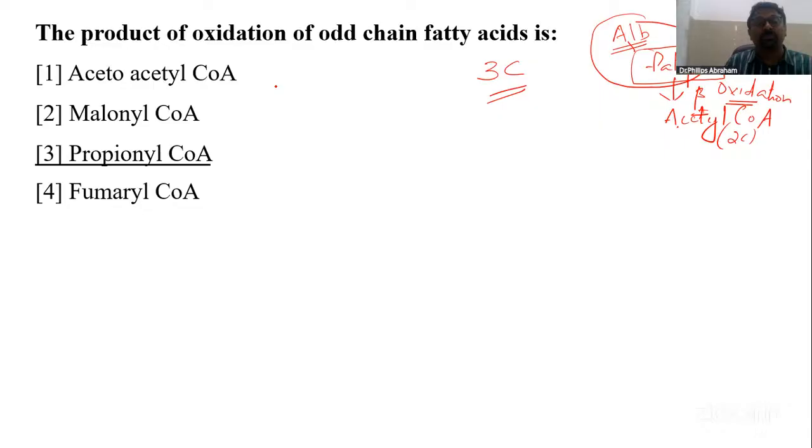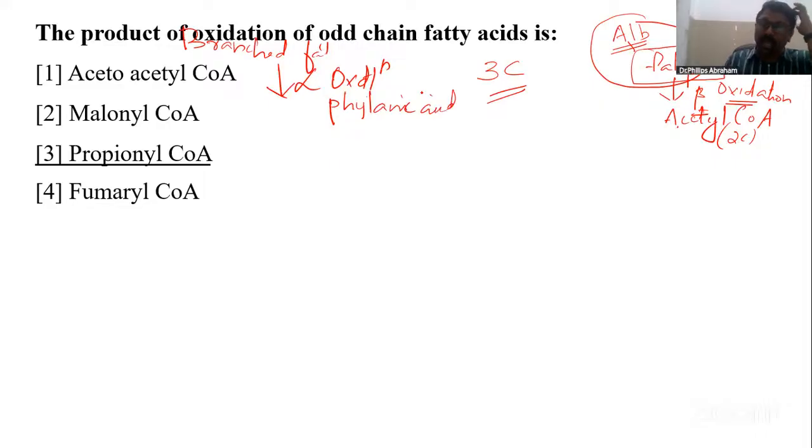Now I'll just say the other oxidations also. If it contains a branched chain fatty acid, what happens? We need something called alpha oxidation, and one of the branched chain fatty acids is phytanic acid. So the next type of oxidation: one is beta oxidation, the other one is alpha oxidation. Then very long chain fatty acids undergo oxidation in the peroxisome. We call it peroxisomal oxidation.